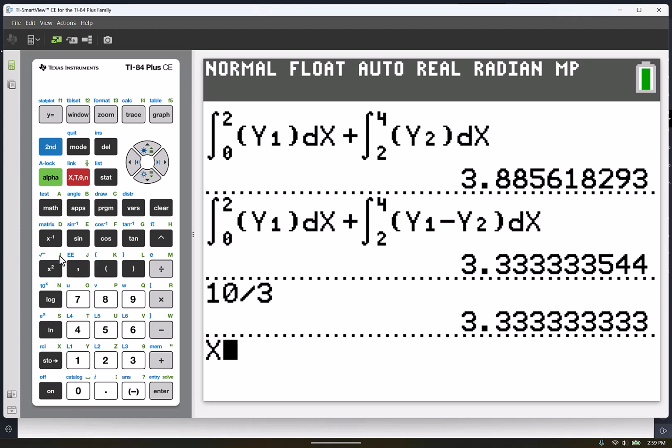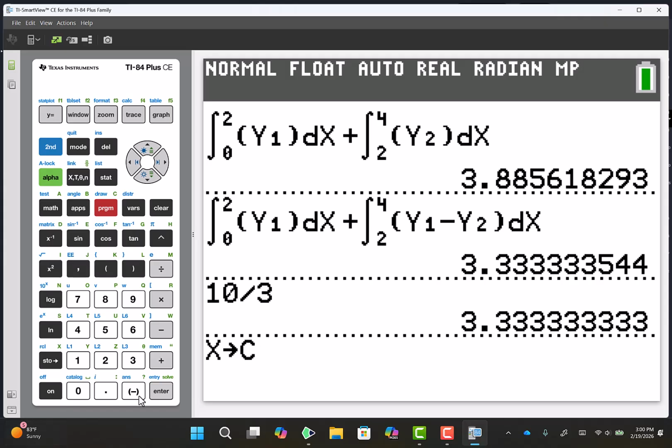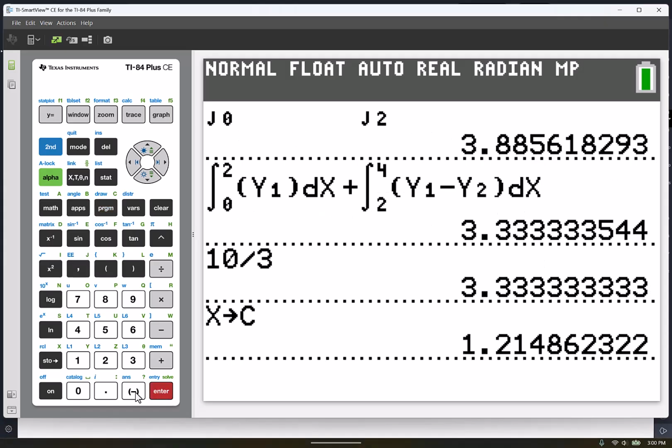I push X. I'm going to store, and they use the letter C, so that's the letter I'm going to use. I usually go down the alphabet, but I'm not going down the alphabet because I don't want to confuse anyone. So I'm going to store it in letter C. And there it is. That's my new C.